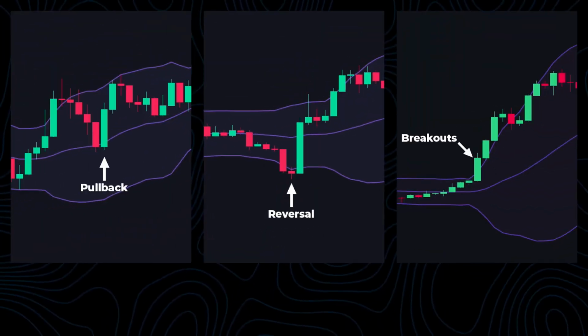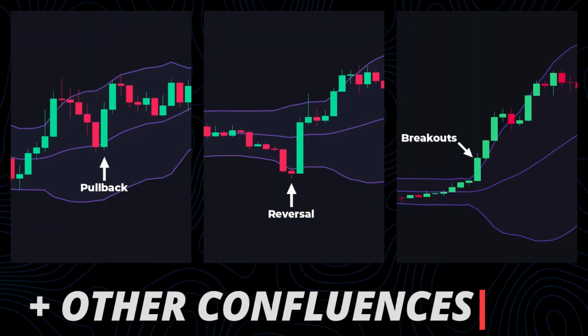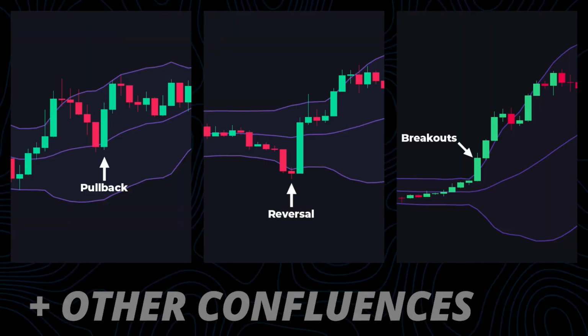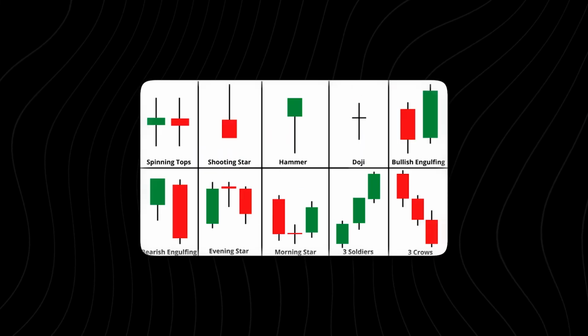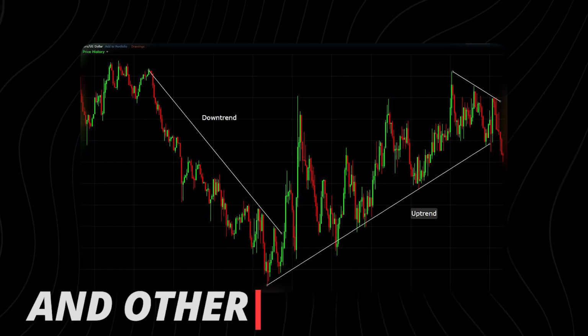The three most common Bollinger Band settings are as follows. To improve your trading strategy based on these setups, include more confluences to identify high probability trade opportunities. Confluences can take the form of support and resistance levels, candlestick patterns, trend lines, and other indicators.